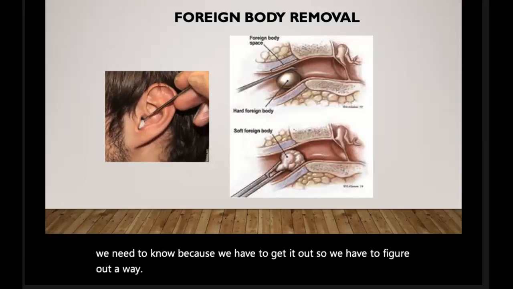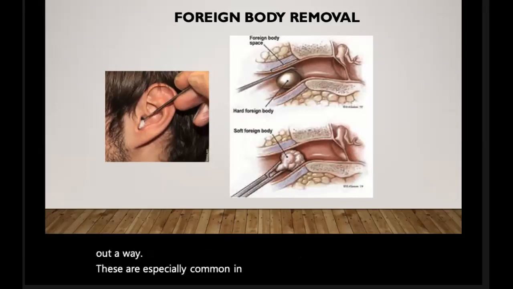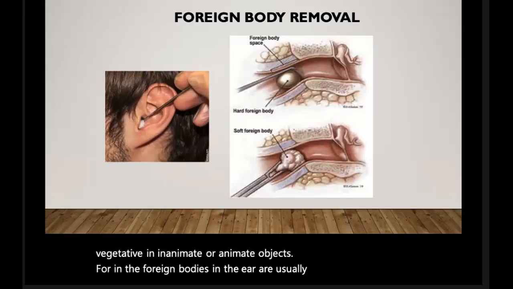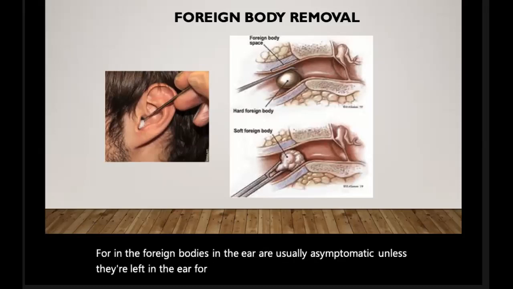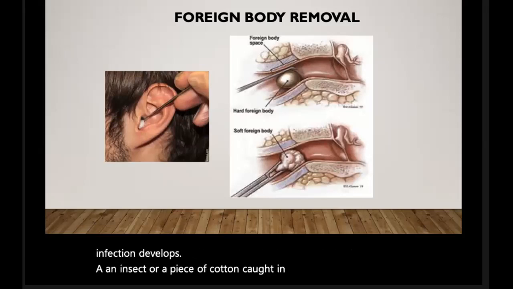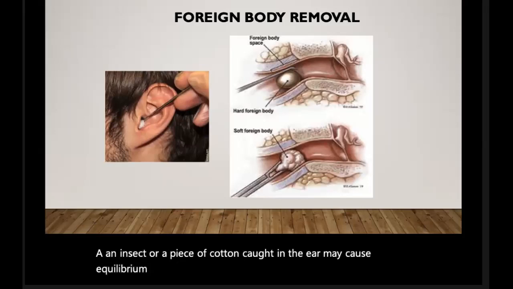These are especially common in children, and foreign bodies can be vegetative, inanimate, or animate objects. Foreign bodies in the ear are usually asymptomatic unless they're left in the ear for a prolonged period of time and an infection develops. An insect or a piece of cotton caught in the ear may cause equilibrium problems, dizziness, tinnitus, and diminished hearing on the affected side.